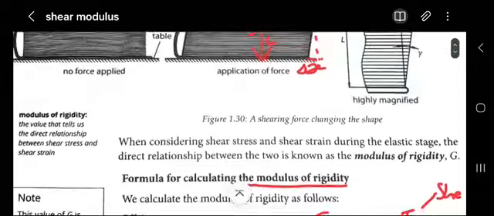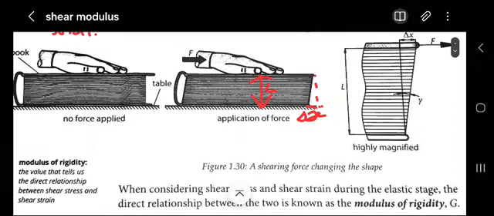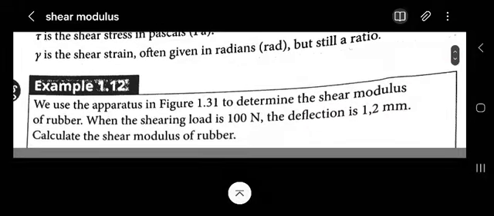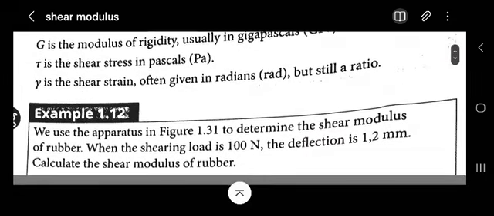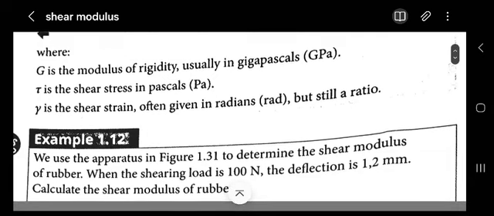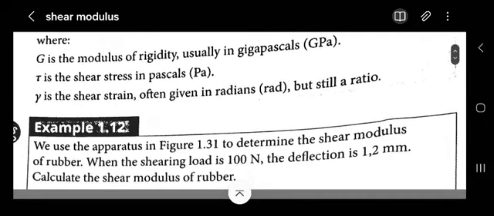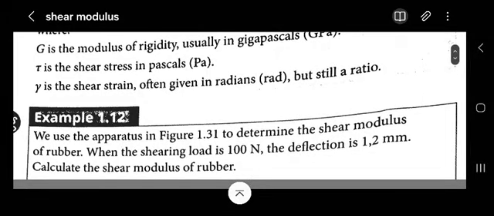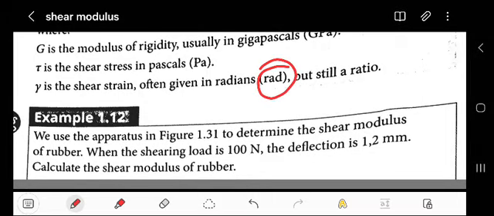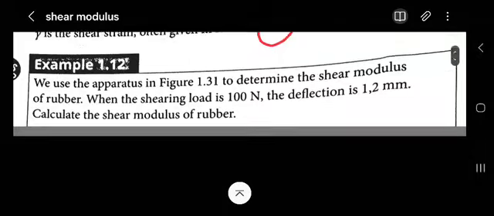As you can see, we consider the length as the height, and the change in length will be that distance there. Okay, it's fine. Nevertheless, the modulus of rigidity is usually in gigapascals. The shear strain gamma is often given in radians. Take note of that, but it is still a ratio.